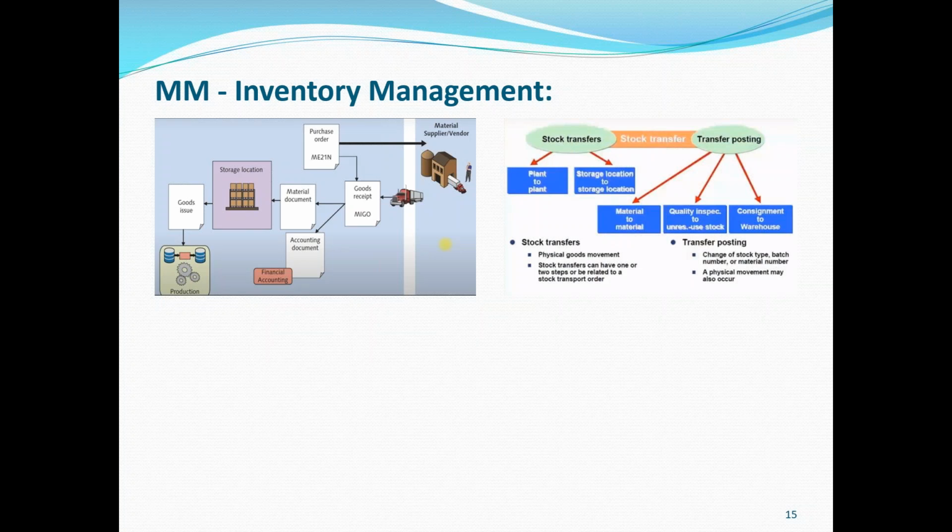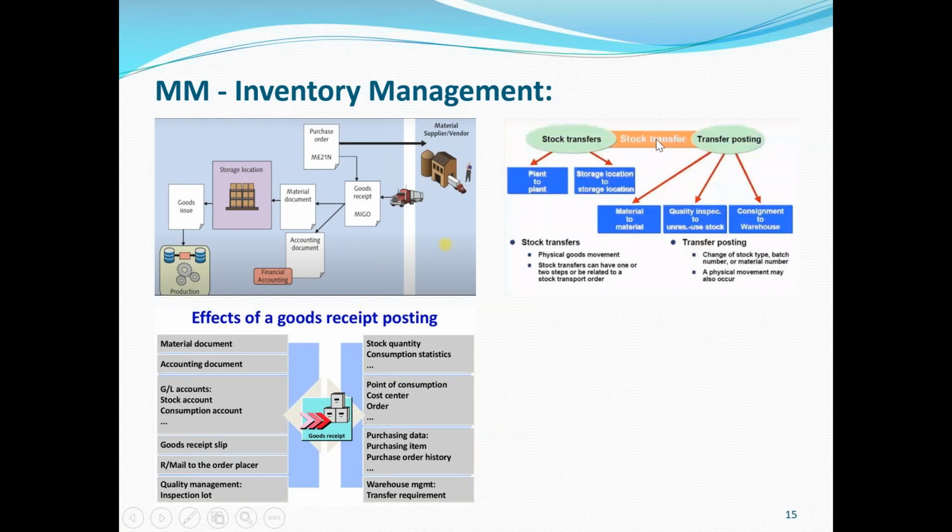In inventory management, we will try to understand different terms, and we will do transactions like stock transfer and transfer posting. Stock transfer is nothing but moving inventory from plant to plant, or from one storage location to another storage location, and the transfer posting is nothing but changing the stock type, right? For example, quality to unrestricted, or from consignment to own warehouse, or material to material. So that we will be discussing under stock transfer.